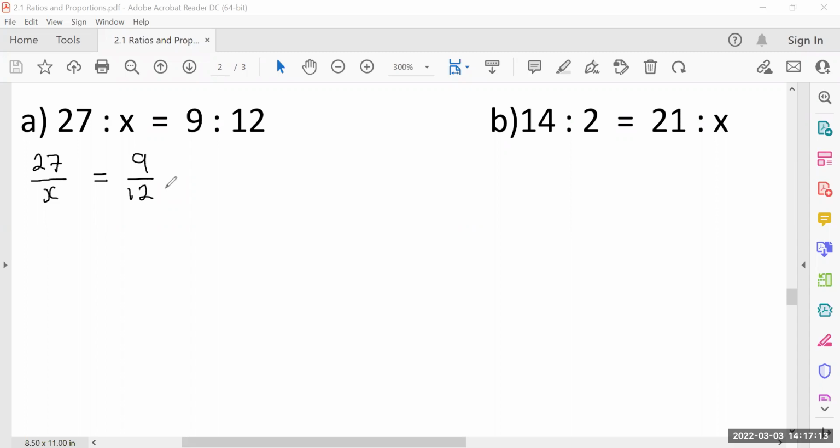Well, let's get rid of the fractions. Right now, the 9 is being divided by a 12. How do you get rid of a division of 12? What's the opposite of a division of 12? Why not? Right? I am going to multiply both sides by a 12.